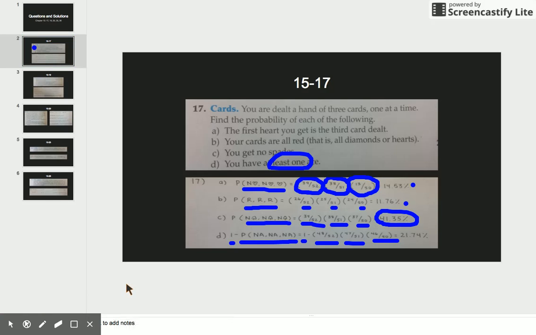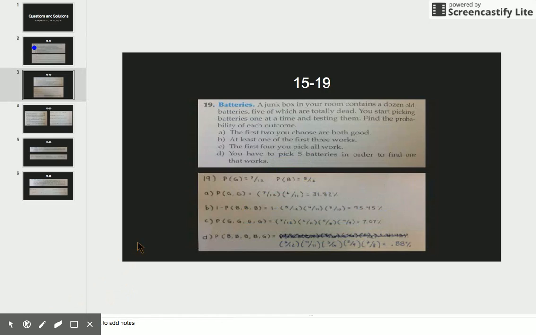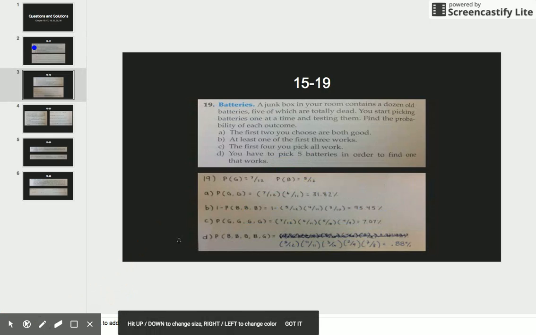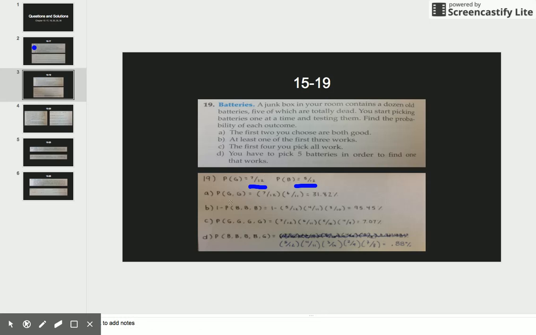Okay, this next problem is very similar. Number 19 is almost exactly the same, except this time we've got batteries. So I first outline my situation. I've got 7 out of 12 good ones and 5 out of 12 bad ones. So for the probability of getting two good ones, the first good one is 7 out of 12, and then the numbers drop because it's dependent. There's now only 11 left and only 6 good ones left. I multiply and there's my answer.